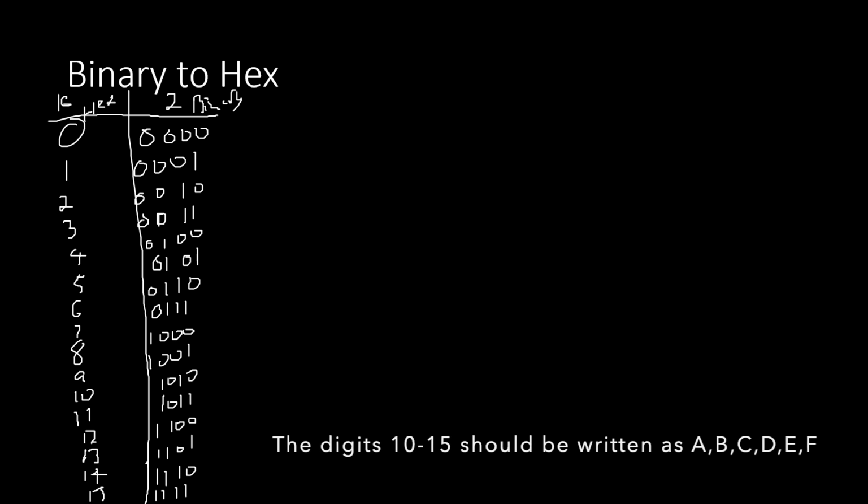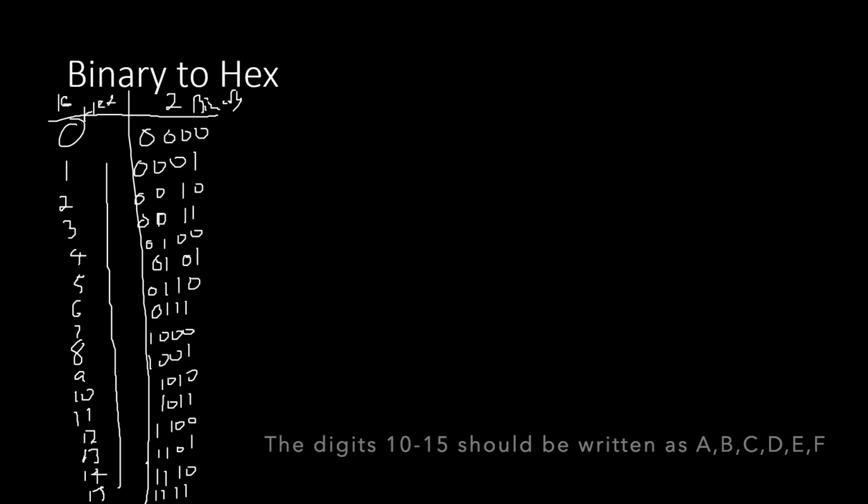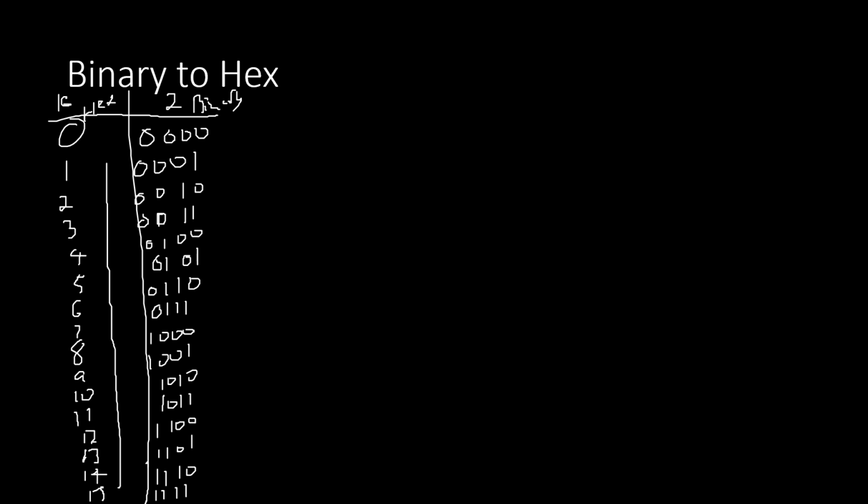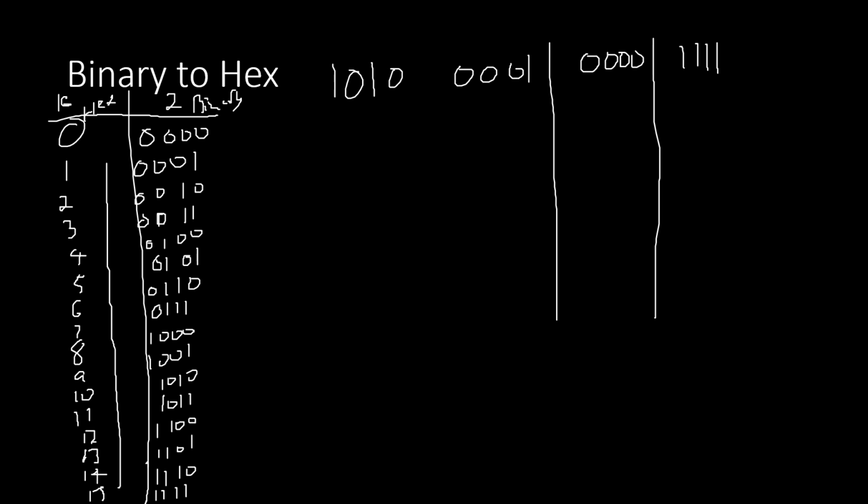And this is just the 4-digit binary representation for all these numbers. And that's all you need to know to convert binary to hex. So if we had the binary string of 1010 0001 0000 1111, we can split these into 4 groups of 4 and just figure out what the binary representation for all these numbers are.